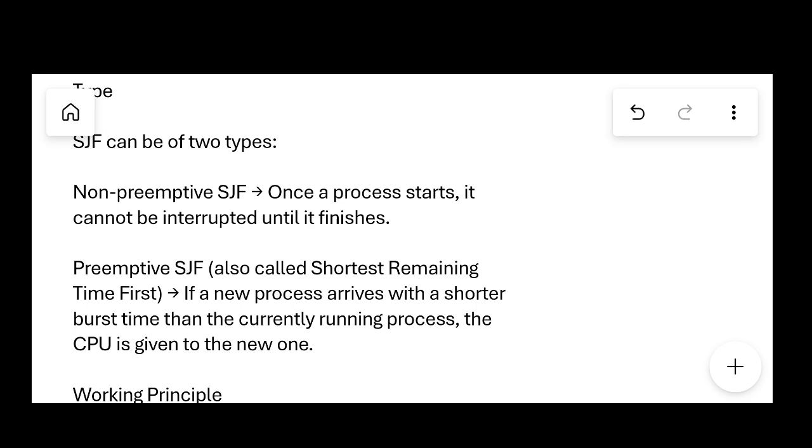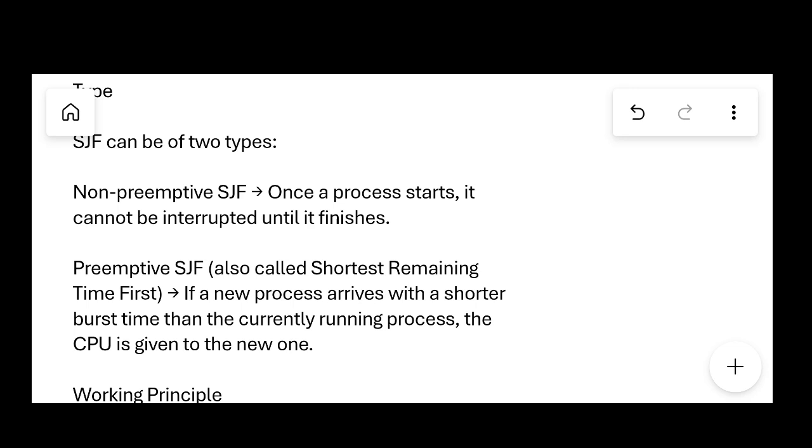This is exactly where shortest job first comes in. In SJF, the process which requires the least CPU time is given priority, just like the doctor choosing the patient who can be treated the fastest. So SJF reduces the average waiting time for everyone.